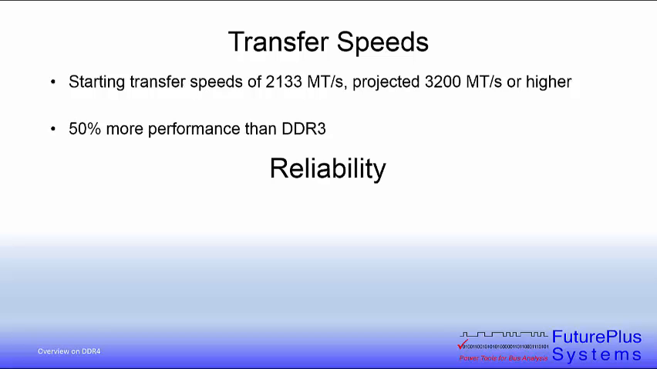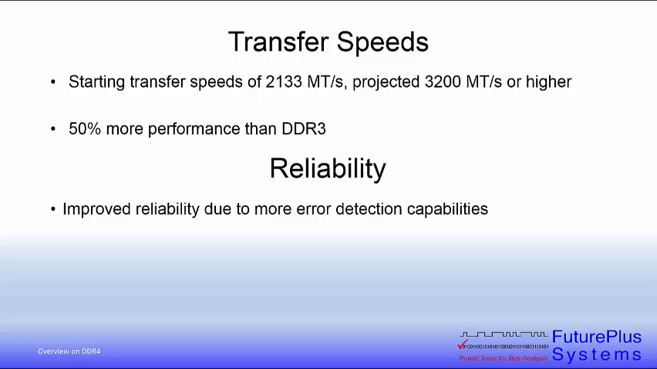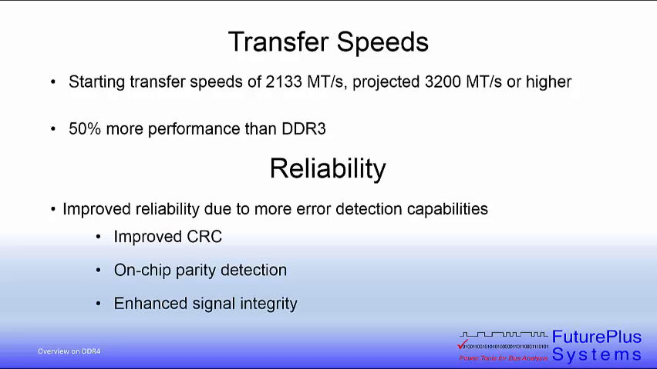DDR4 is more reliable because it comes with more error detection capabilities. Its data reliability comes with improved cyclic redundancy checks, or CRC, on-chip parity detection for the integrity of the command and address bus, and enhanced signal integrity.